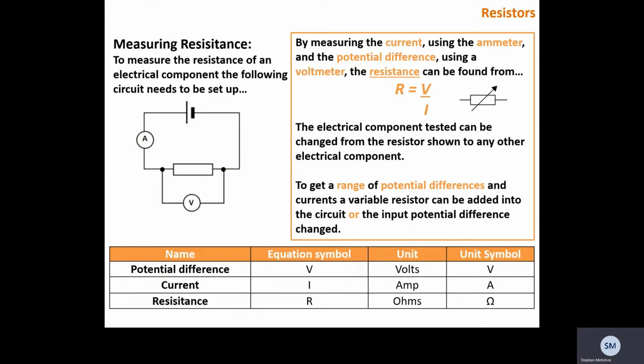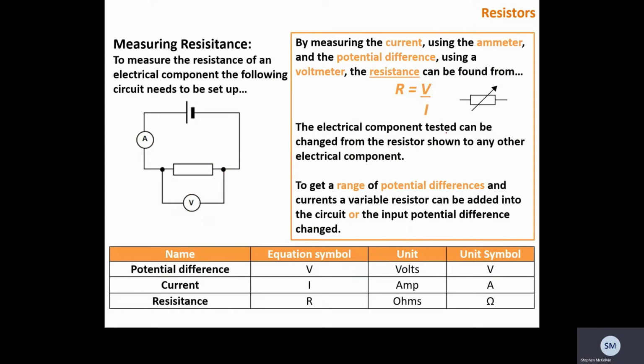How do we measure resistance? To measure the resistance, you need to set up this circuit with an ammeter and a voltmeter. You can then get your voltage and your current, and you can find your resistance. By measuring the current using the ammeter and the potential difference using a voltmeter, the resistance can be found from that, R is equal to V divided by I.